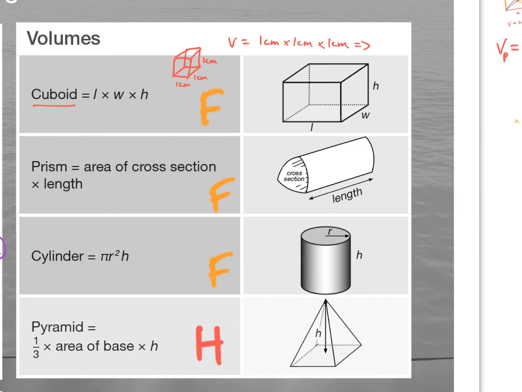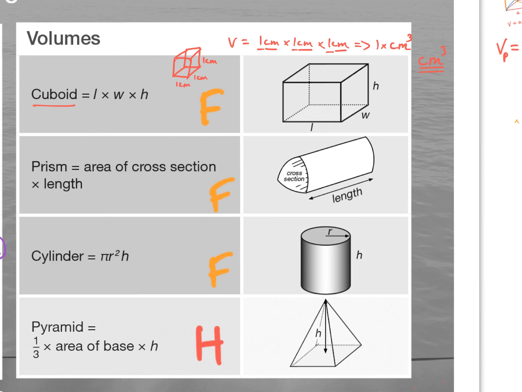And I'd be left with, well, 1 times 1 times 1 is just 1. And then I'd have centimetres by centimetres by centimetres, which would be centimetres all cubed. Okay, hence centimetres cubed. So in this case, just visualise this cuboid as a cube.